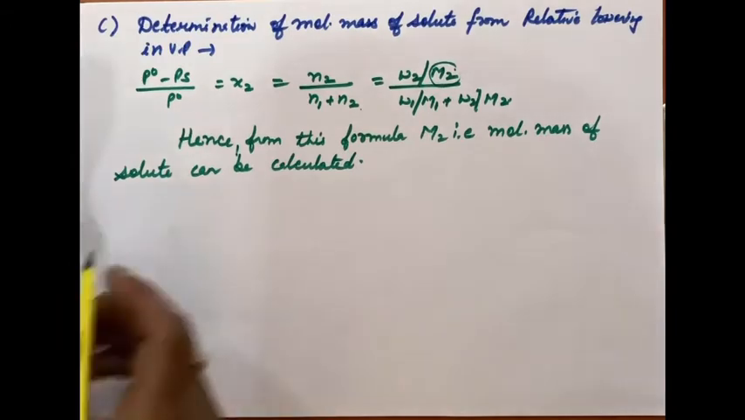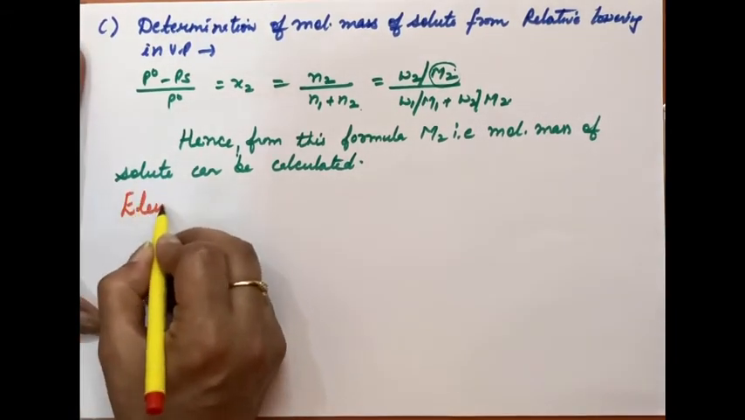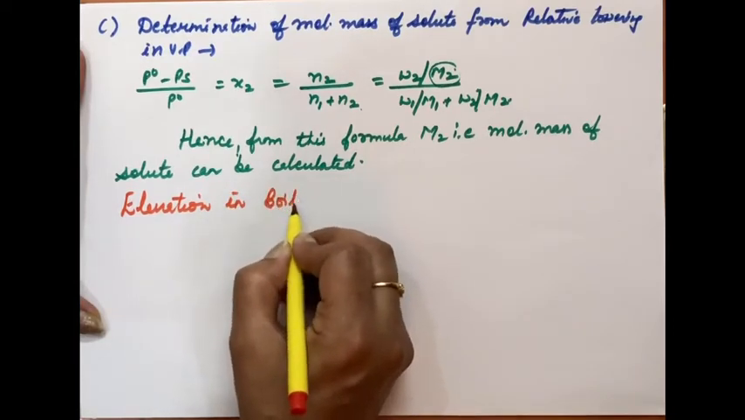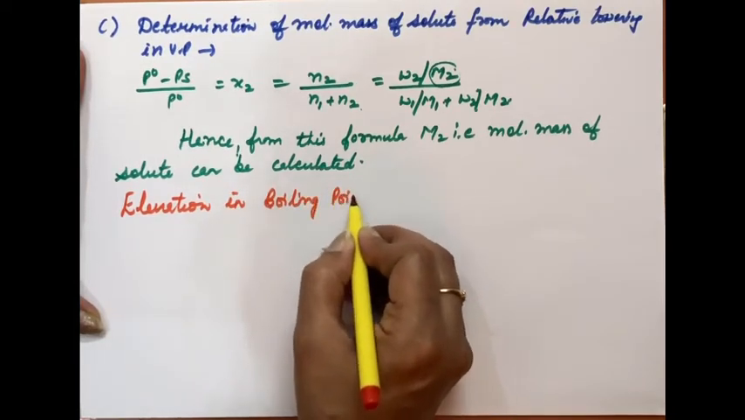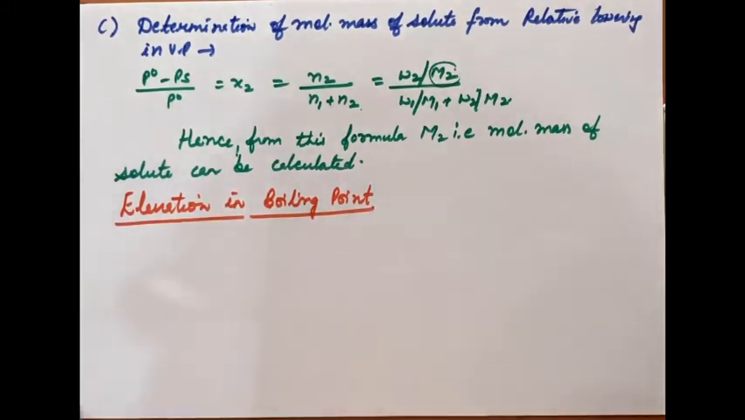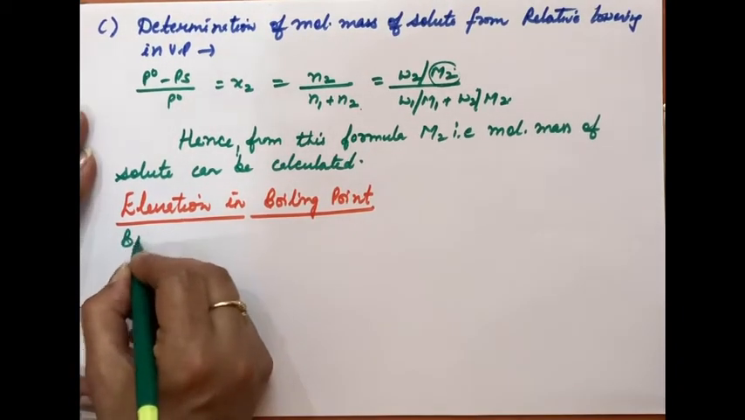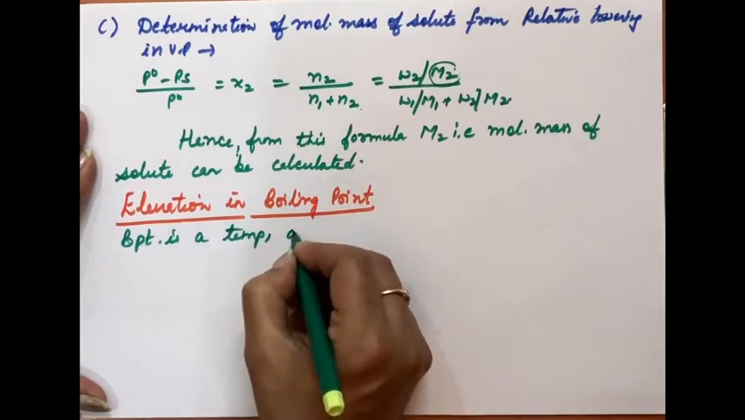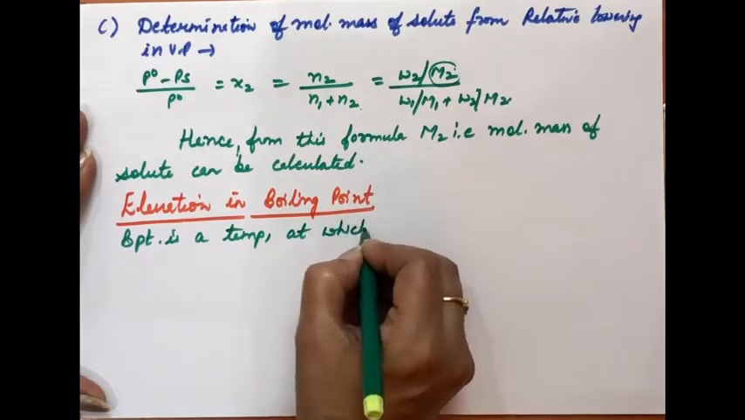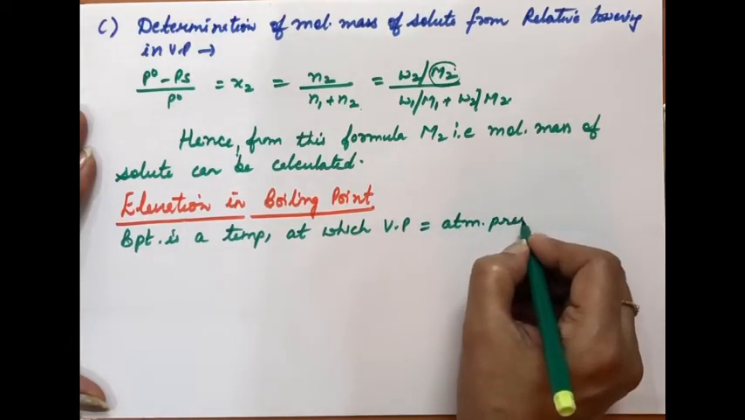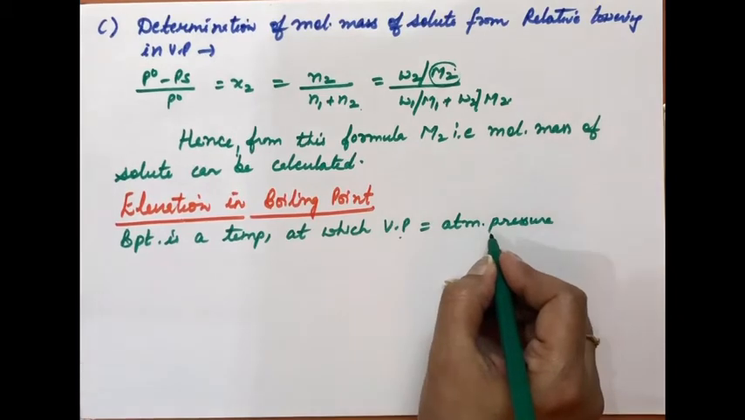Now moving on to the second colligative property, that is elevation in boiling point. Elevation means increase in the boiling point. Now what is boiling point first of all? Boiling point is a temperature. Which temperature? At which vapor pressure becomes equal to atmospheric pressure. The temperature at which both these pressures will be equal, that temperature is known as boiling point.